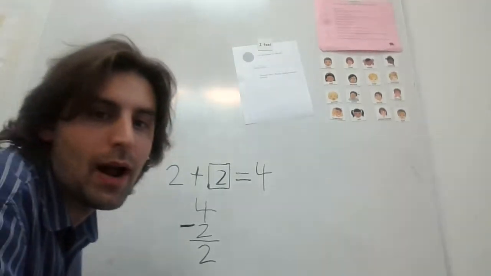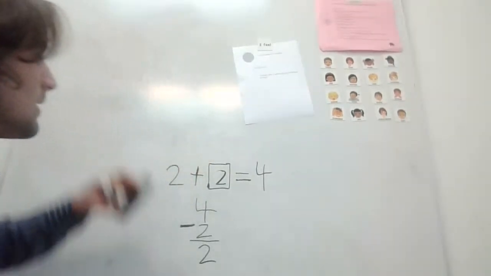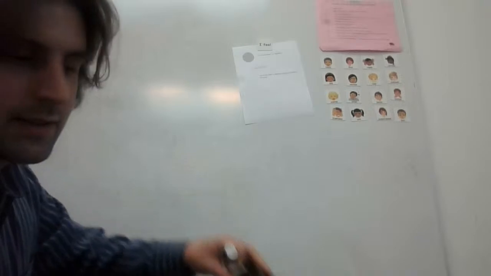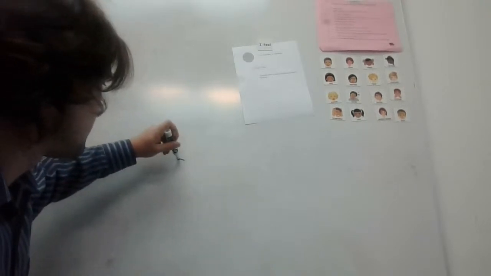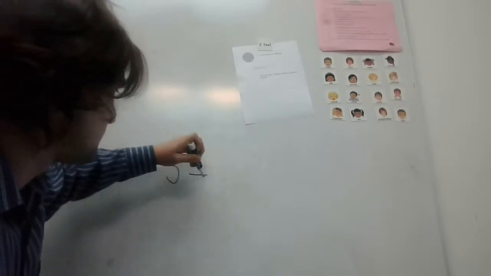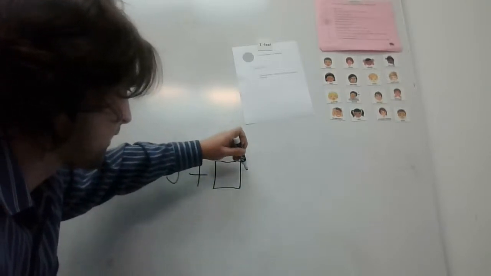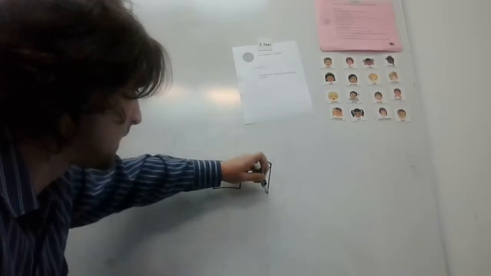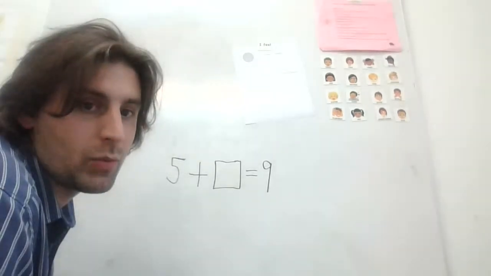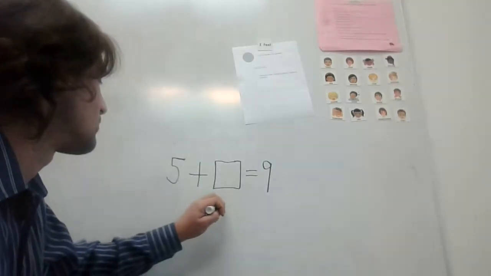I'm going to do 4 example problems, and then the rest I'm going to leave all of you to do on your own. All right, next problem. Five plus something equals 9. Now again, since this is an addition problem, to find the missing number, what do we need to do? We need to subtract. So I'm going to set up the subtraction problem right now.